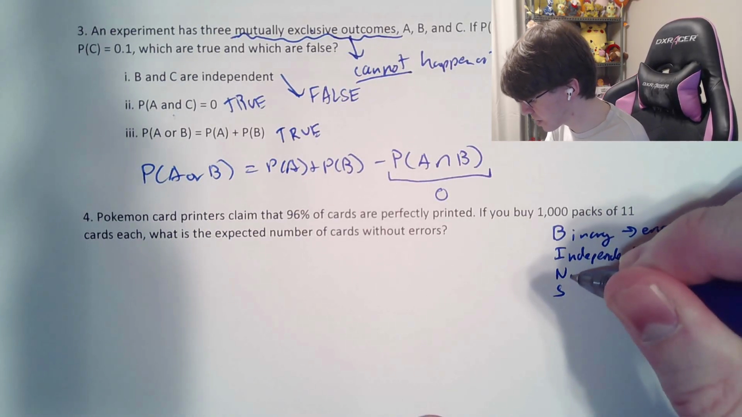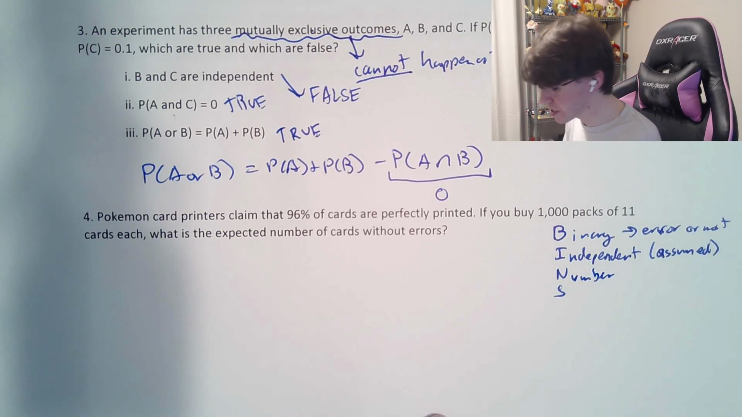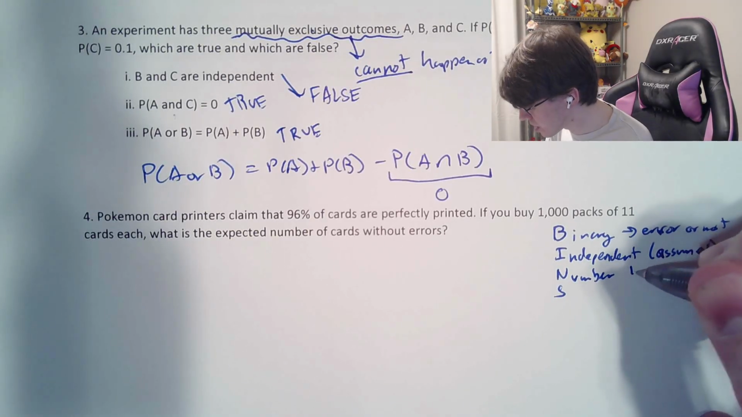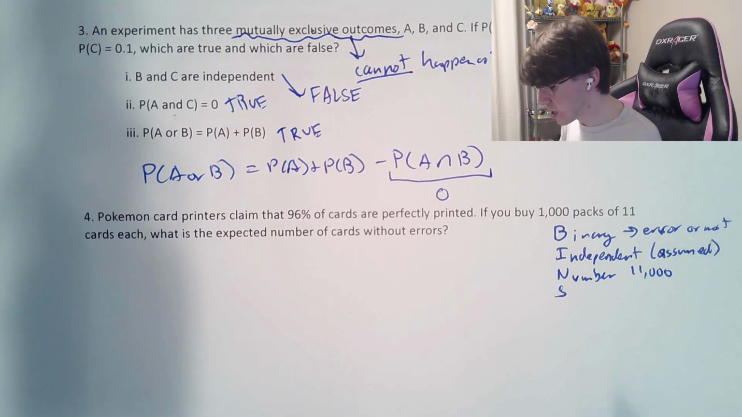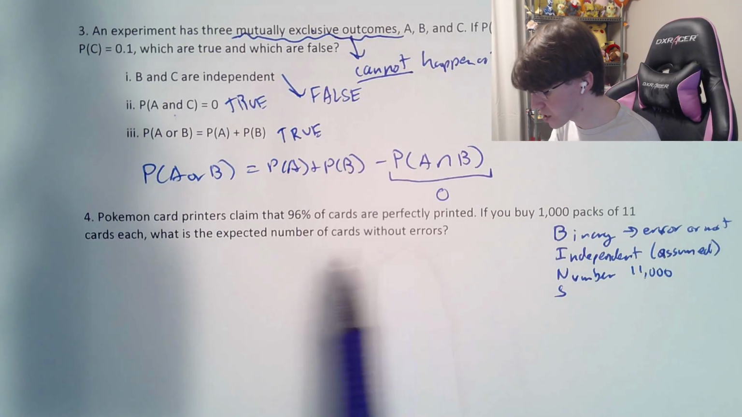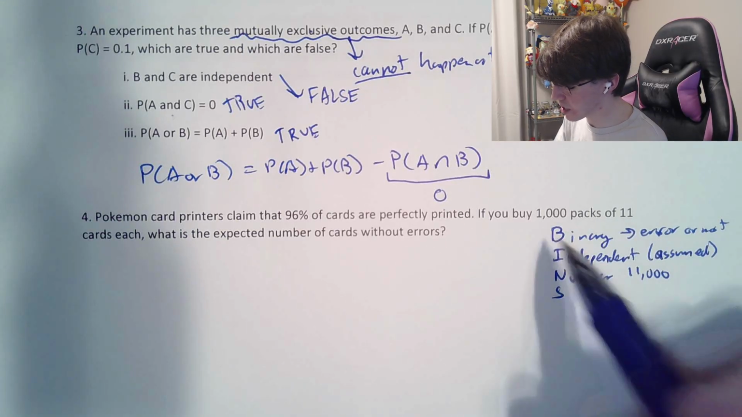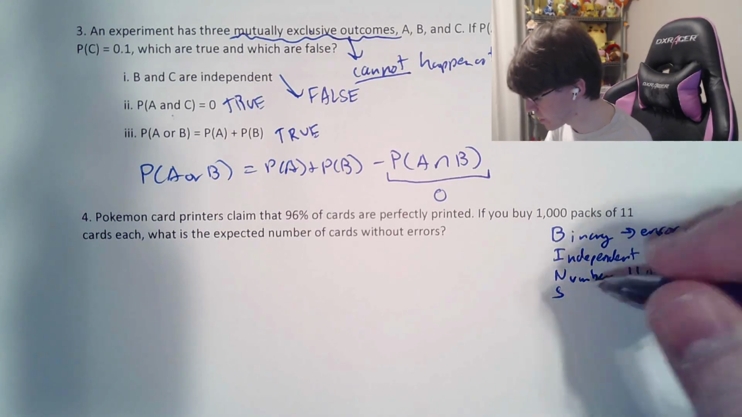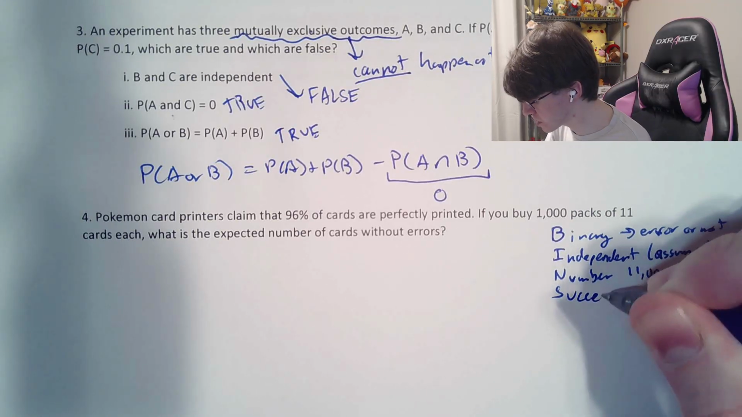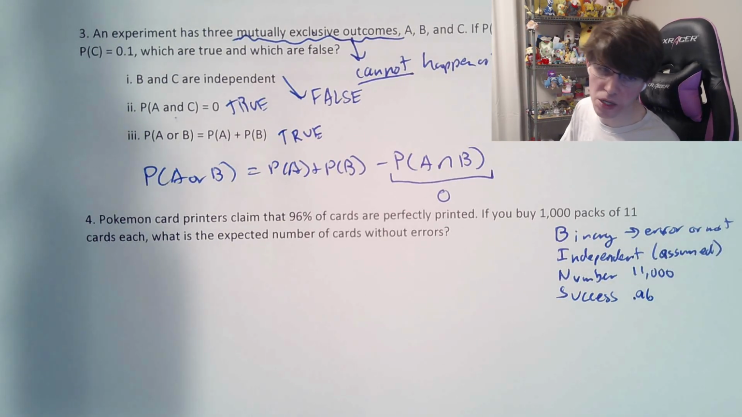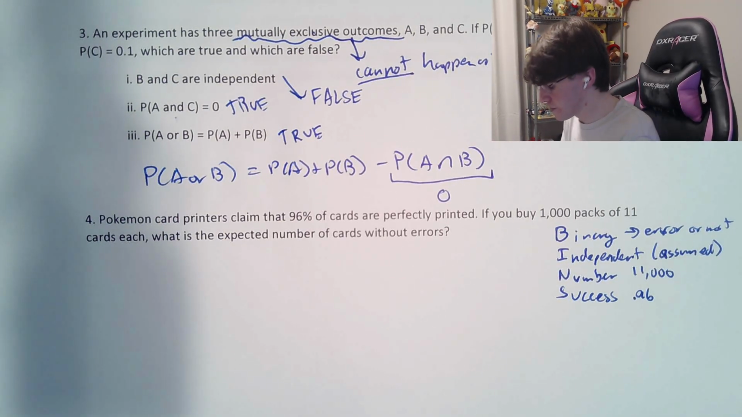The number of cards is set in advance. Be careful on this one because I did do a little bit of a trick. It's not 1,000 cards or 11 cards. It's actually 11,000 cards, because you have 1,000 packs of 11 cards each, so 11 times 1,000 cards total. And the success chance is the same for each card. Yes, we said 0.96, and again, that's assuming that they're independent.